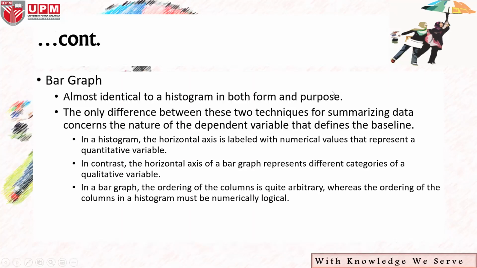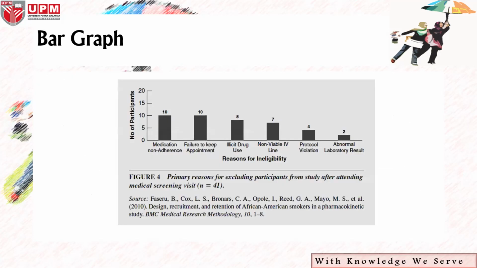Okay, next one is bar graph, which is almost identical to a histogram in both form and purpose. The only difference between these two techniques in summarizing data concerns the nature of the dependent variable that defines the baseline. So in a histogram, the horizontal axis is labeled with numerical values that represent a quantitative variable. Meanwhile, the horizontal axis of a bar graph represents different categories of a qualitative variable. So in a bar graph, the ordering of the columns is quite arbitrary, whereas the ordering of the columns in a histogram must be numerically logical. So this is the example of bar graph. Dia lebih kurang sama dengan histogram.